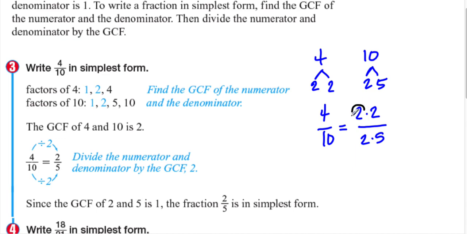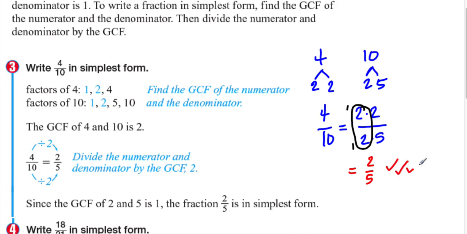I circled 2 over 2 because they are common factors, and we know that 2 over 2 is the same as 1, so I put a 1 there, put a 1 there. Okay, and if you notice, what are the numbers I did not circle? That would be 2 over 5. So the simplest form of 4/10 using prime factorization is 2 over 5.